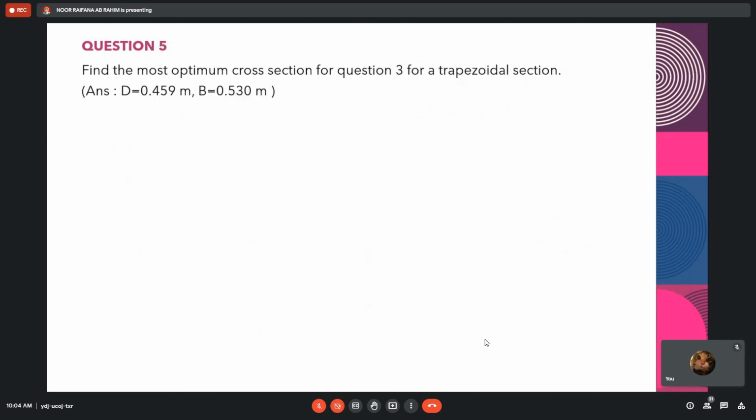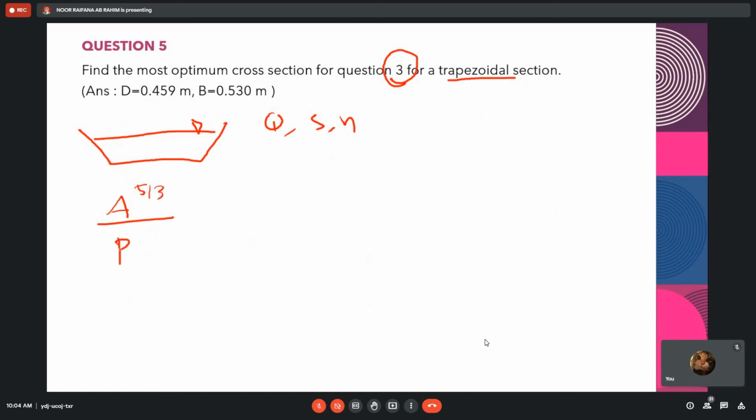So next. Find the most optimal cross section for question 3. Sama macam tadi question 3 for trapezoidal section pula. Yang kali ni dia punya bentuk trapezoidal. So tapi dia punya Q masih sama, S masih sama, N masih sama. Jadi kita boleh pakai equation yang sama which is tadi area 5 over 3 over P 2 over 3 equal to 0.137. Sekarang ni nak kena tahu area. Macam mana nak kira area dengan wetted perimeter untuk trapezoidal.